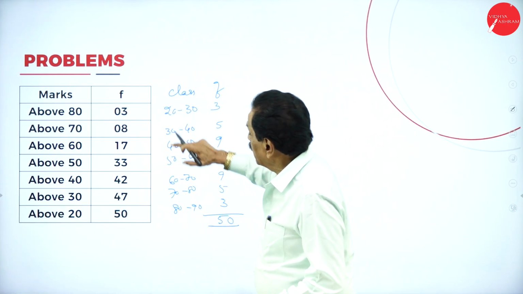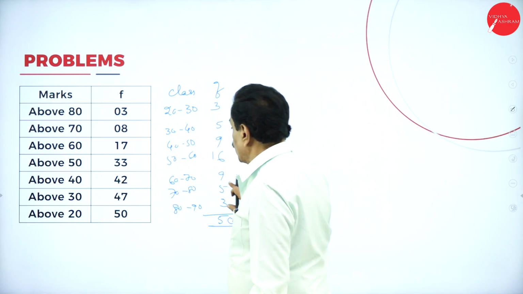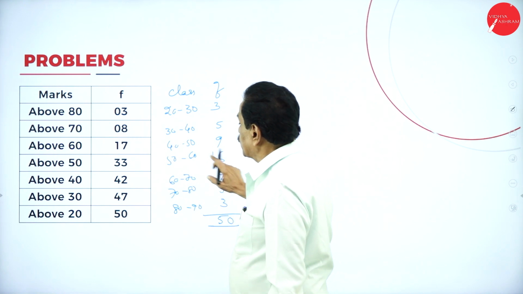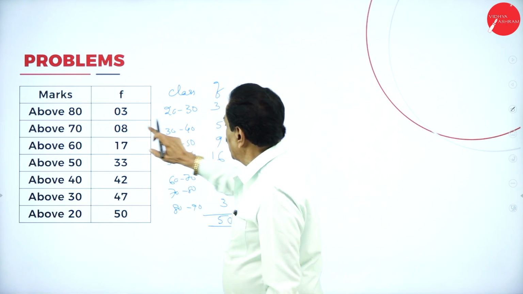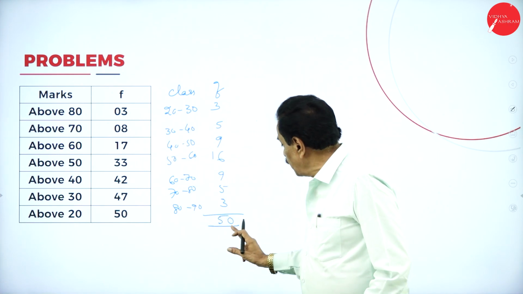How will it be? The difference between 50 minus 47 is 3, 47 minus 42 is 5, 42 minus 33 is 9, 33 minus 17 is 16, 17 minus 8 is 9, 8 minus 3 is 5. Retain the 3. The total should become 50.